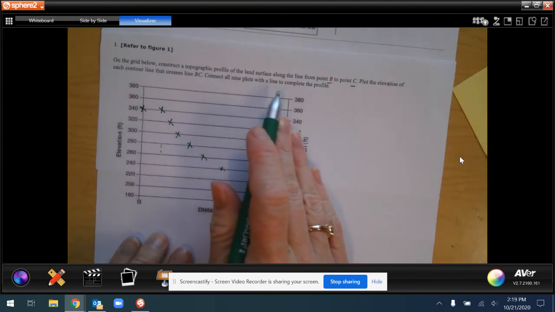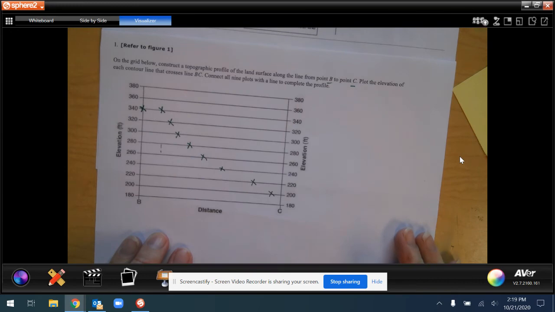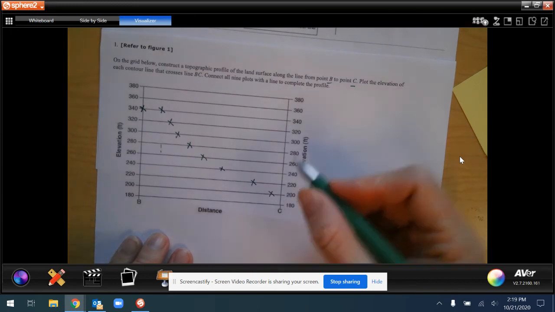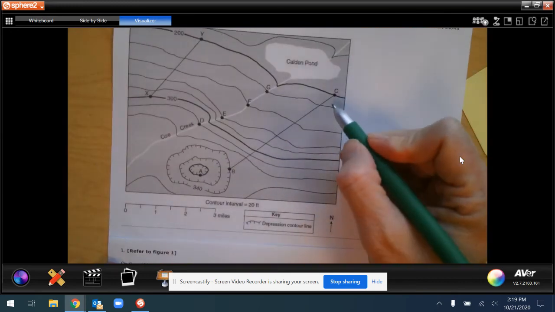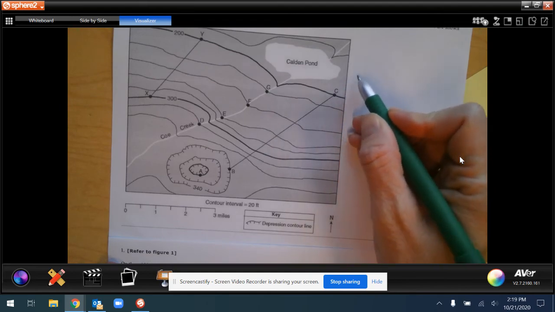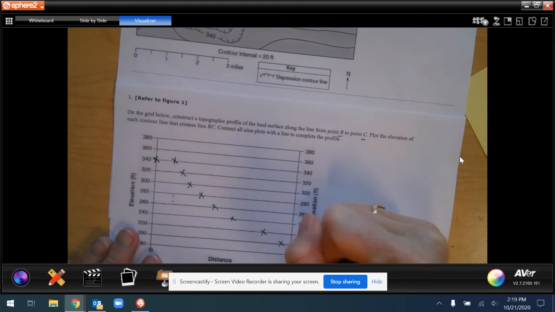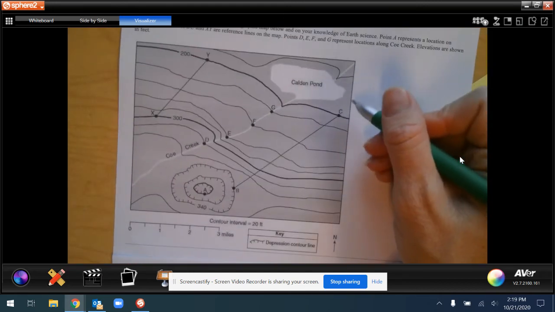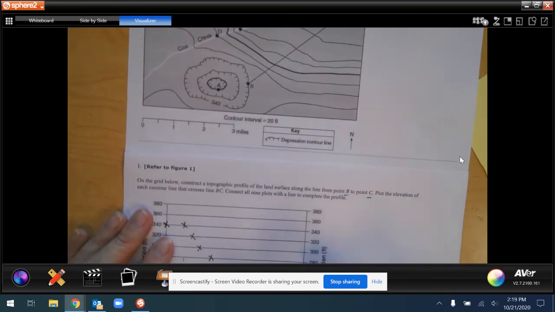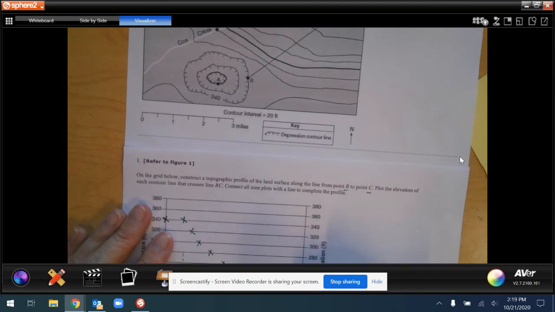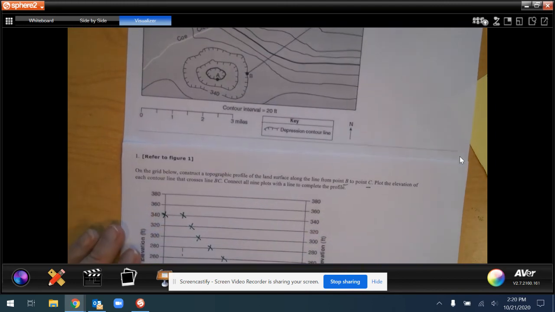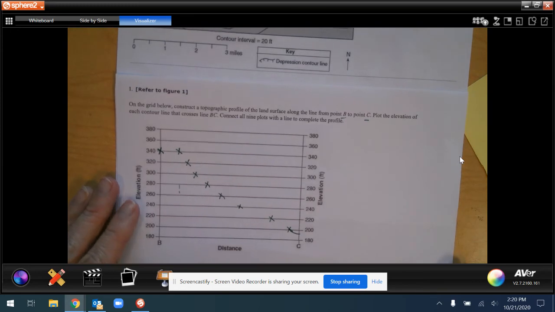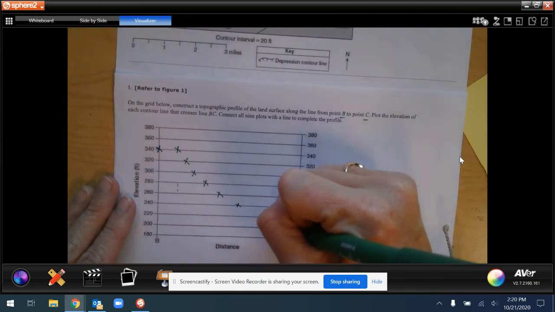connect all 9 plots with a line to complete the profile. We know that in the northeastern corner of our map, the elevation is going to continue to go down. It does not reach 180 feet though, because we don't come across the 180 feet contour line. So we're just going to come off of our graph and connect to that 200 mark.